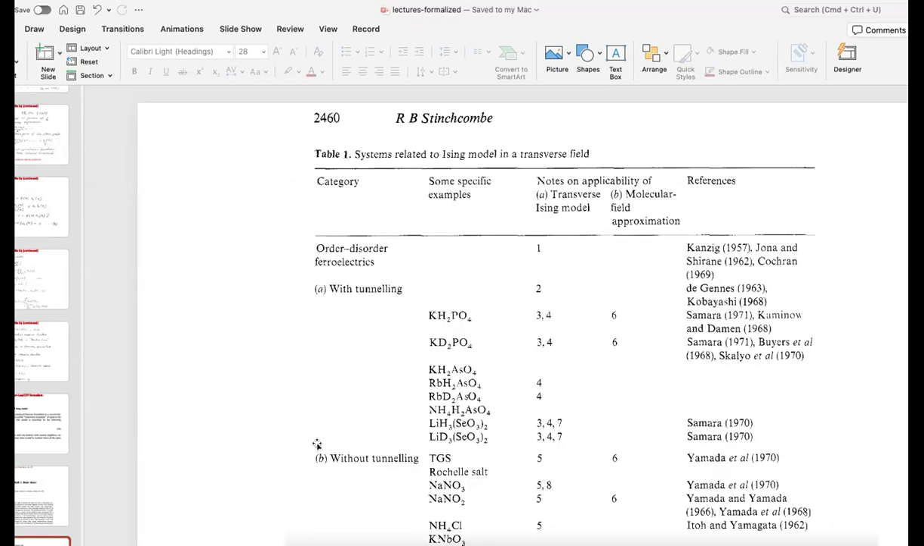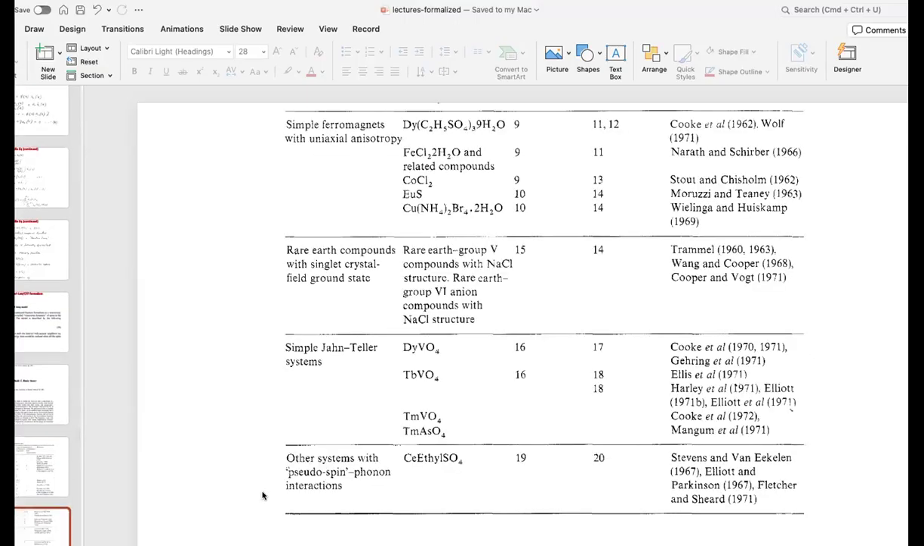Can you see now? Yeah, I can see. Okay. So these are some of the systems, as you can see, these are ferroelectrics. They're called order-disorder ferroelectrics. Order-disorder ferroelectrics are systems that can be in one state or the other. So they're effectively Ising, and they have transverse dynamics also. And there is also the second bunch of systems here: ferromagnets with uniaxial anisotropy, rare earth compounds, simple Jahn-Teller systems, and so on. All these are examples of transverse Ising model.